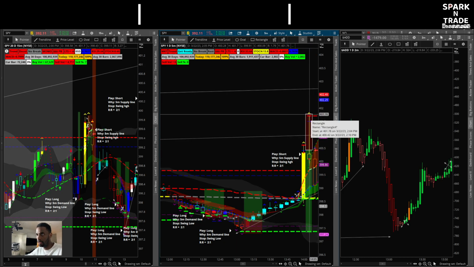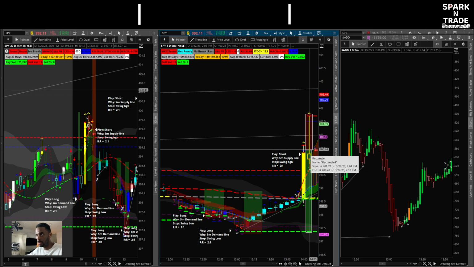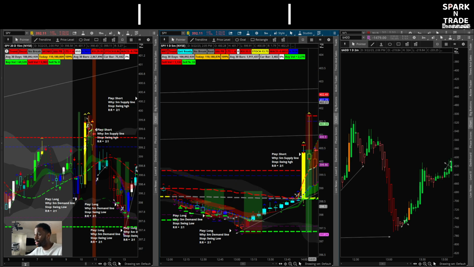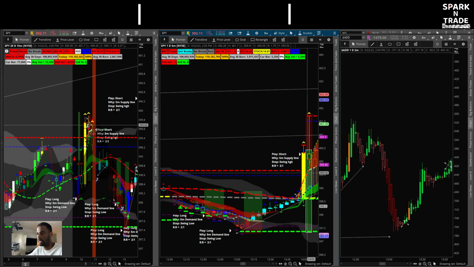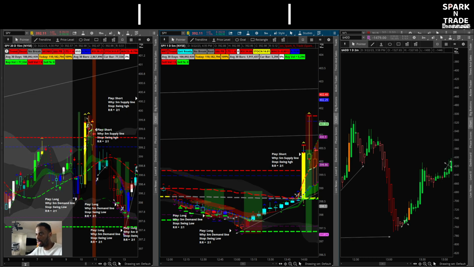Literally 401.76 to 440. It's almost like over $1, right? Like $1.30. So $1.30 to the upside in risk. So we basically have to go $2.60 to really make this play work out. But all right, we drew out our 2-to-1 here.